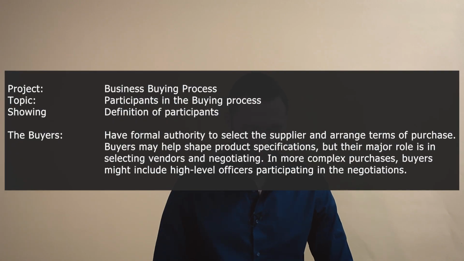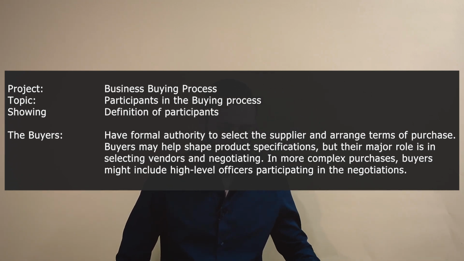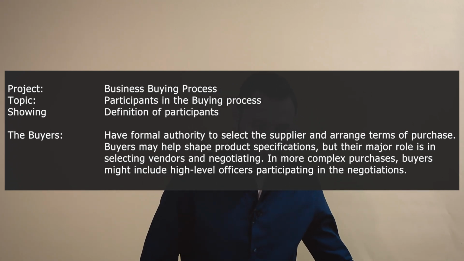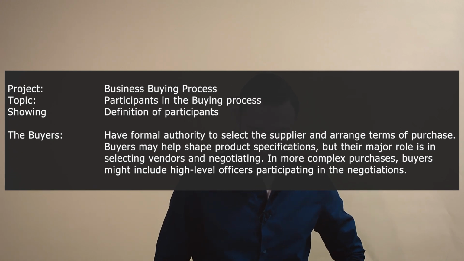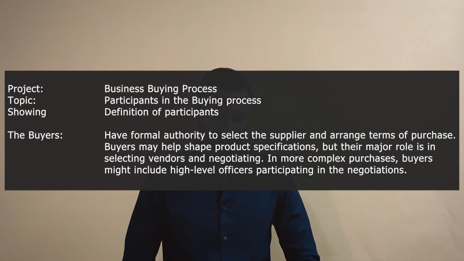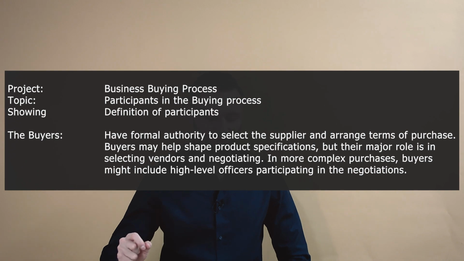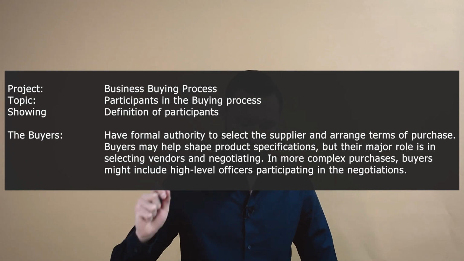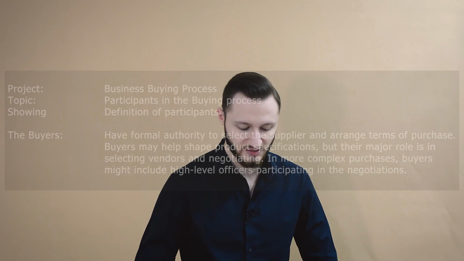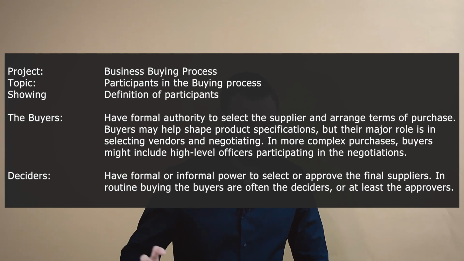Technical personnel are particularly important influencers. The buyers have formal authority to select the suppliers and arrange terms of purchase. Buyers may help shape product specifications, but their major role is in selecting vendors and negotiating. In more complex purchases, buyers might include high-level officers participating in the negotiations. Deciders have formal or informal power to select or approve the final suppliers. In routine buying, the buyers are often the deciders or at least the approvers.